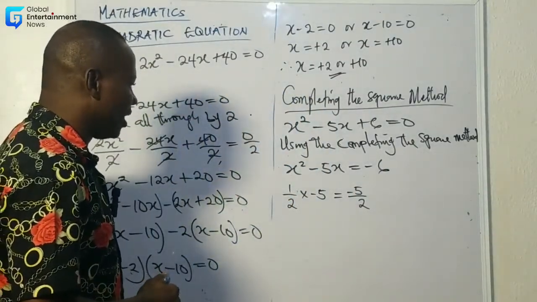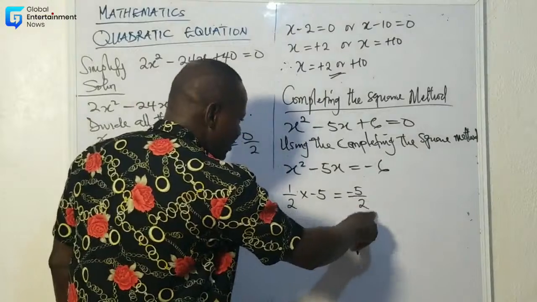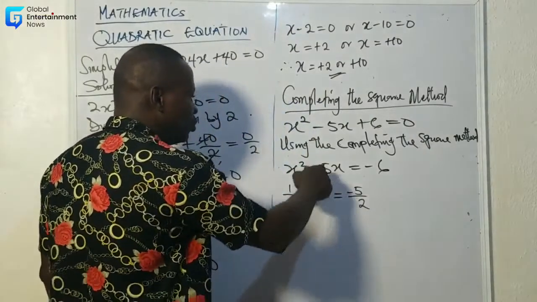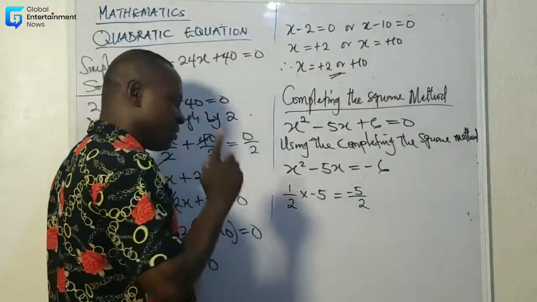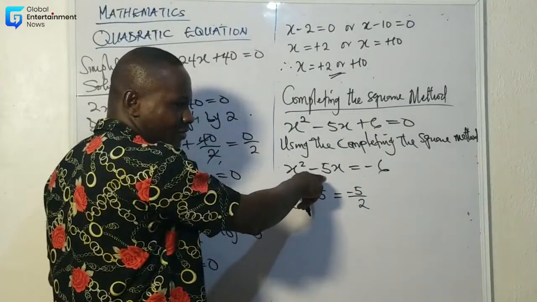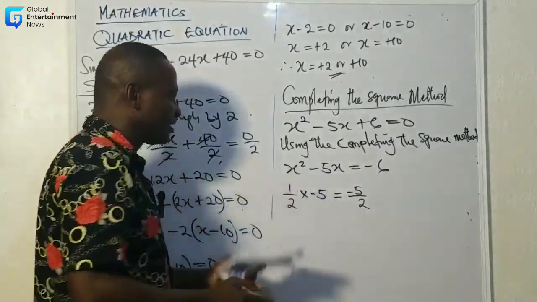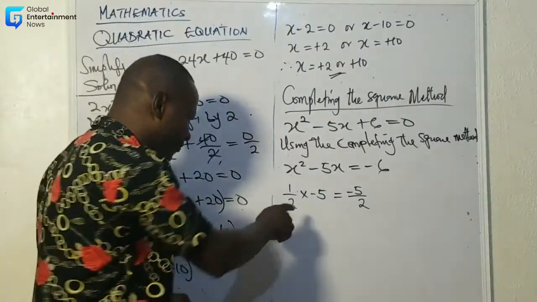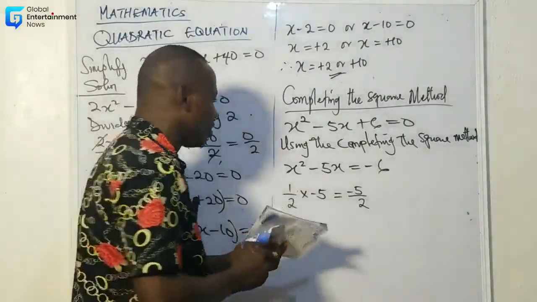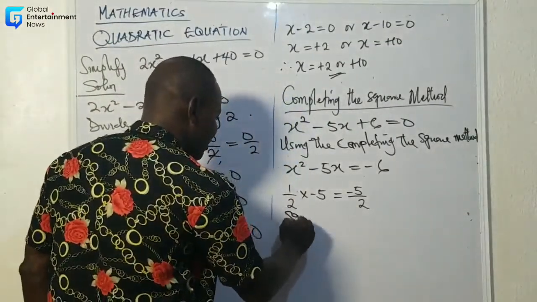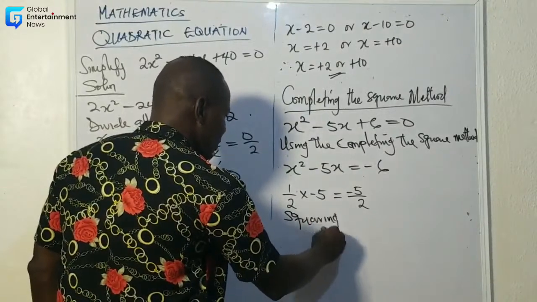Now, what are you going to do? You are going to square this minus 5 all over 2 and add to both sides. Remember, this is what we take, minus 5. When you are completing the square, you find the half of the second variable. So what do we do now? Squaring both sides.